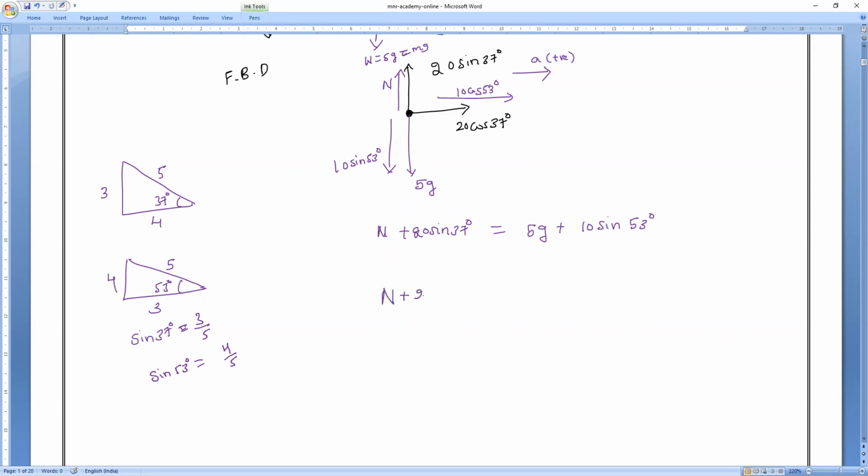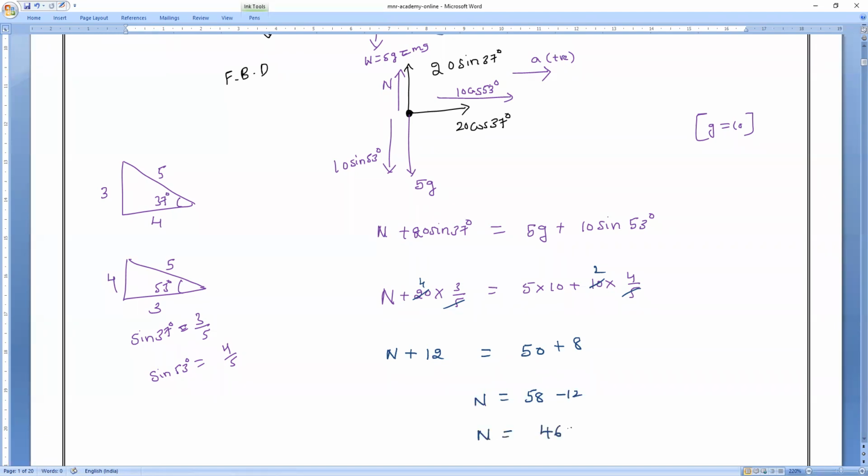So N plus 20, sine 37 value 3 by 5, is equal to 5 into g value. We all know g is 10. So 10 plus 10 into sine 53, which is 4 by 5. Two fives are 4, 5 twos are 10. So N plus 4 threes are 12 equals 50 plus 2 fours are 8. So 58 minus 12 is equal to N. So N is equal to how many newtons? 40.